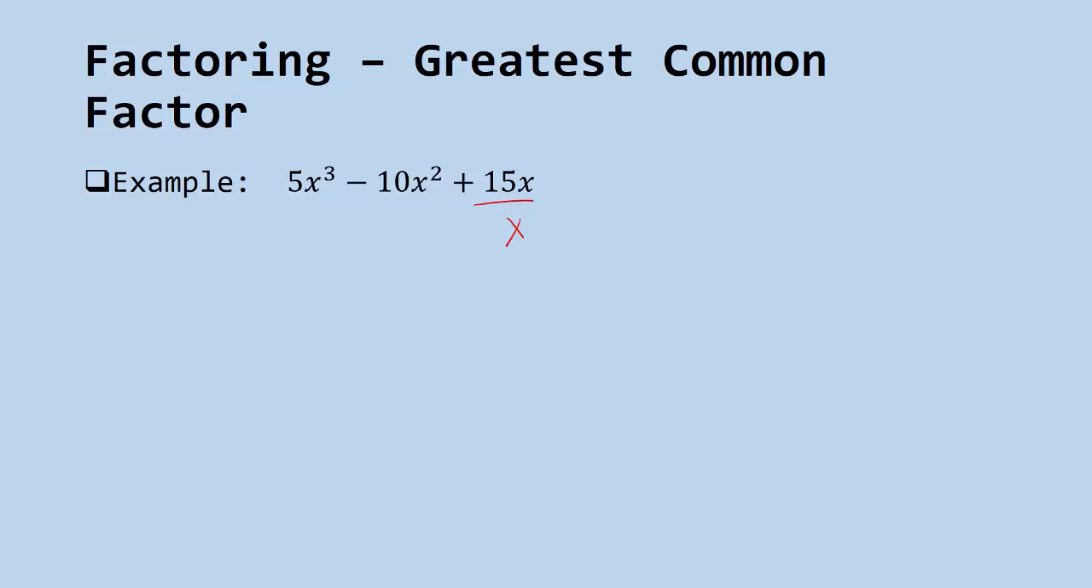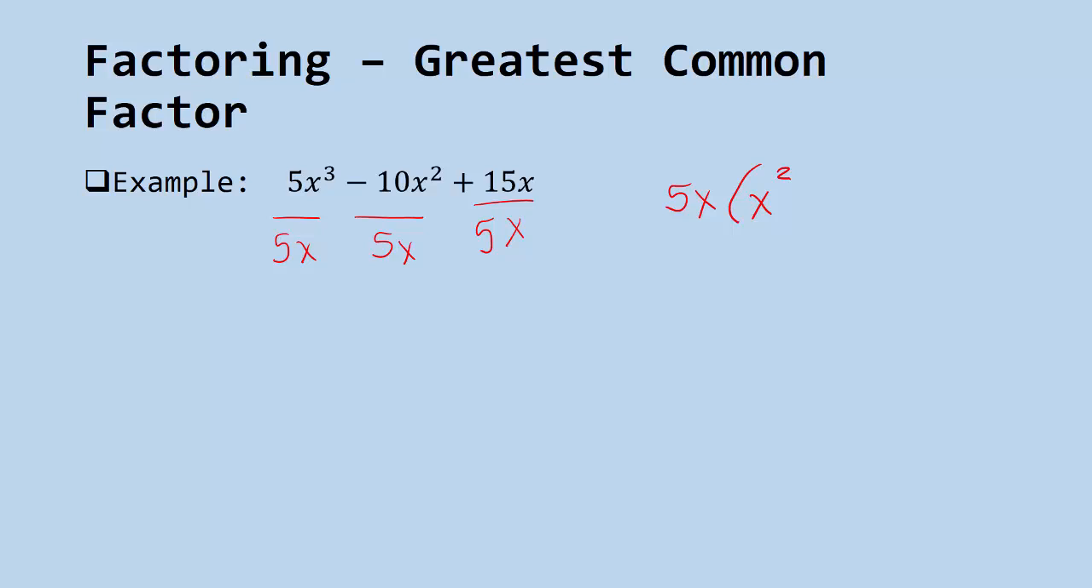Now I also notice that 5, 10, and 15 all have a common factor of 5. So I'm going to be dividing each of these terms by 5x. That's going to be my greatest common factor. So that would be put on the outside of my parenthesis. So 5 divided by 5 is 1. X cubed divided by x, 3 minus 1, leaves me 2, x squared.